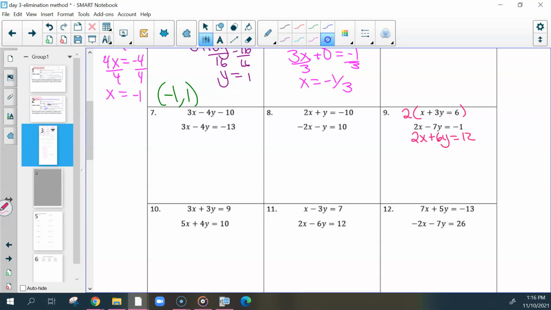Once you have common coefficients, then the process is the same. Here, these are both positive, so you would subtract them, and then go from there. 2 minus 2 would give me 0. I'm just going to leave that blank, but know that it's 0. Negative 7 minus 6 would give me negative 13y. Negative 1 minus 12 would give me negative 13. And I could solve for y.